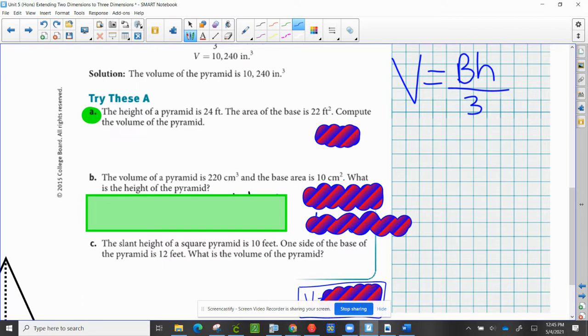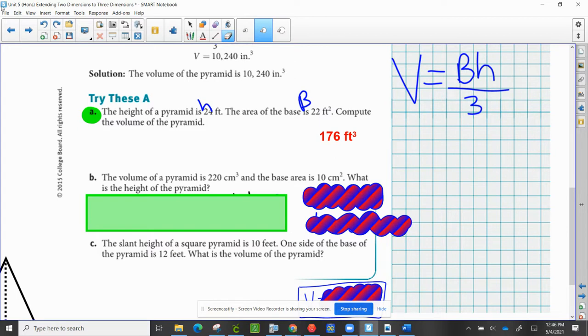So I'm going to have you guys just try A, because this one's just plug and chug. It says the height of a pyramid is 24 feet. The area of the base is 22 feet squared. Compute the volume of this pyramid. Okay, so plug and chug that into your formula that I put on the right there. If they gave you the height and big B, it should be easy to just punch in your calculator. Okay, so find the volume of that pyramid. Okay, if you did it correctly, you should have 176 feet cubed. Remember, volume is always in cubic units.